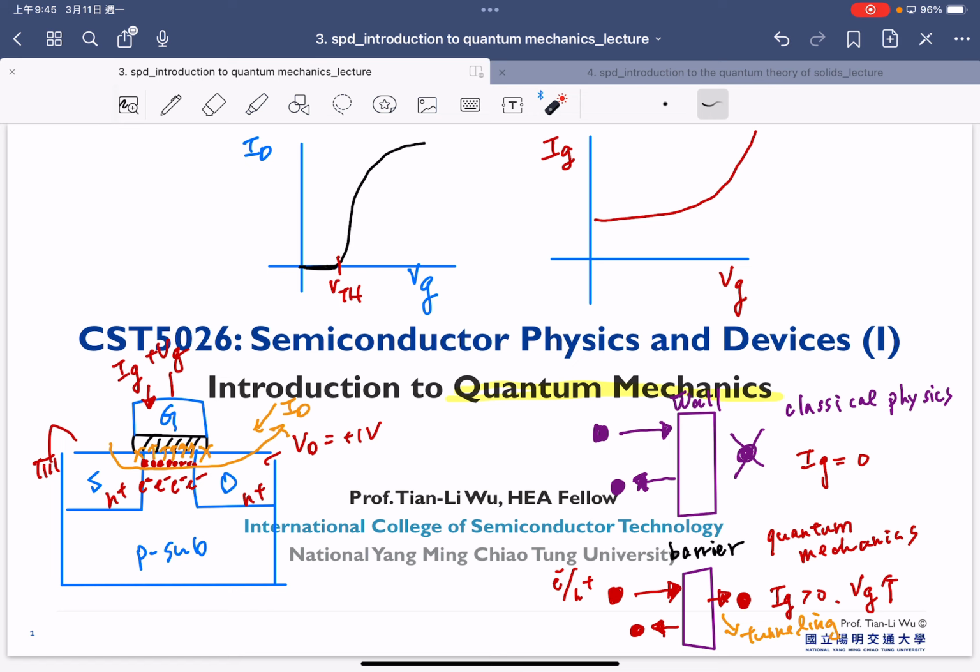If you look at every semiconductor physics book, it always starts from quantum mechanics. I hope this illustration can make you feel that quantum mechanics is not as difficult as you thought.